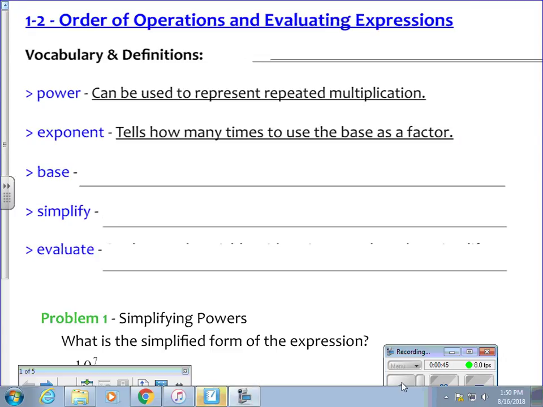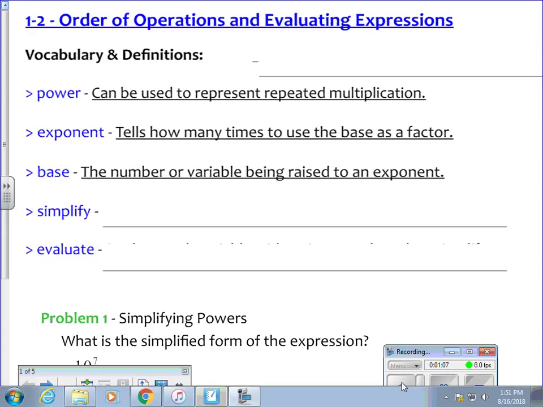Exponents tell how many times to use the base as a factor. In other words, how many times do you multiply that number times itself? Okay, 3 to the 5th power means you take 3 times itself 5 times. That's what exponents are. The base is the number or variable portion being raised to an exponent.